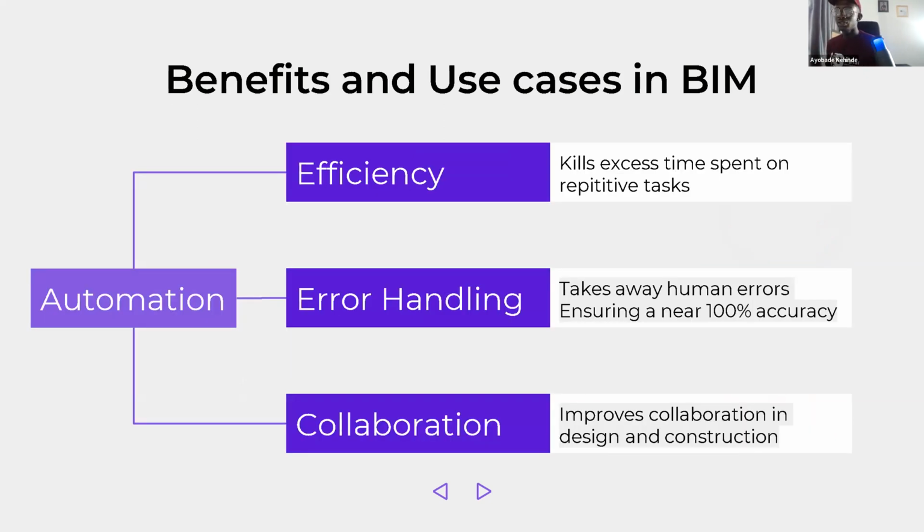So now, what are the benefits and use cases in BIM? When we are talking about automation, what are the benefits? One of the benefits here is efficiency. So what does efficiency really mean? It talks about killing excess time spent on carrying out repetitive tasks. It also reduces human error. It takes away human errors completely, almost 100% of it anyways. And also collaboration. Automation actually improves collaboration between professionals, stakeholders, and even in design and construction.